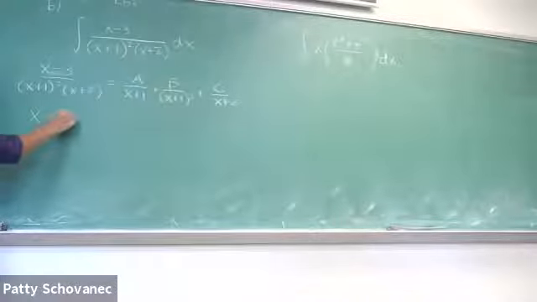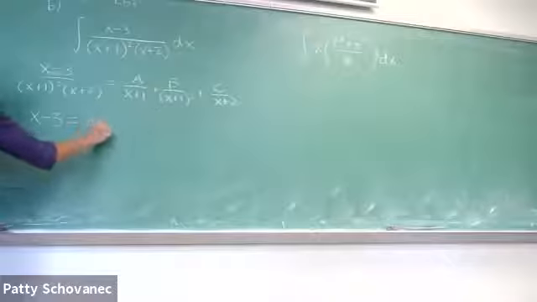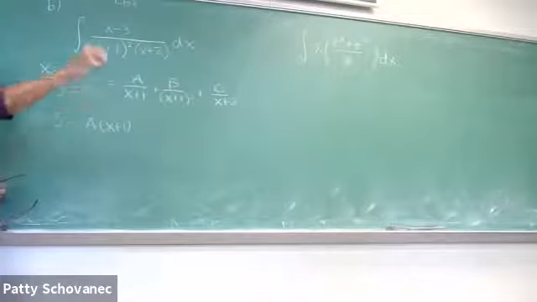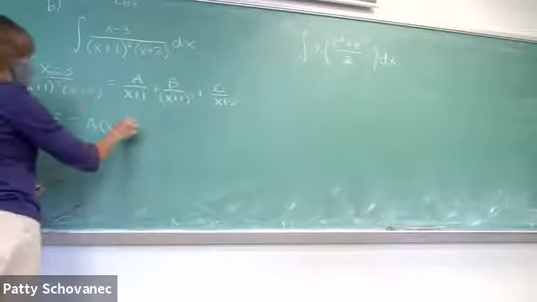And if that's repeated, would you have ax plus b over x squared plus 3, plus cx plus d over x squared plus 3 squared? Perfect.